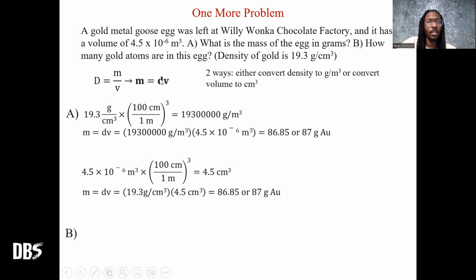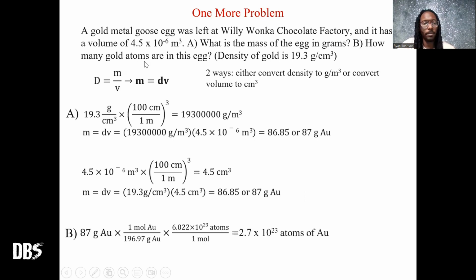We need to convert that to atoms. How are we going to do that? Avogadro's number and moles. I need y'all to remember those 2 things. So here are the 2 key conversion factors that you need to pay attention to. If you don't remember anything else, pay attention to this last problem. 87 grams of gold multiplied by the molar mass.